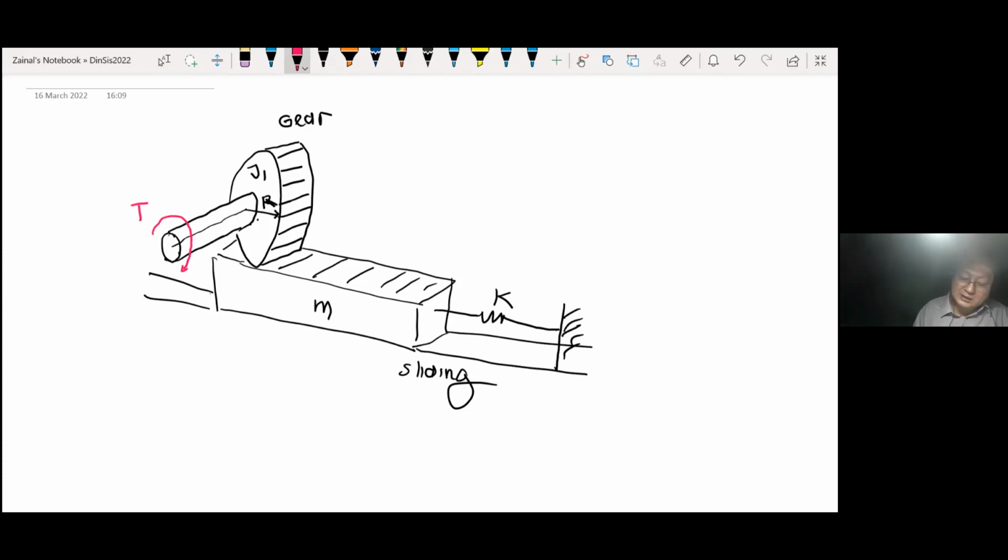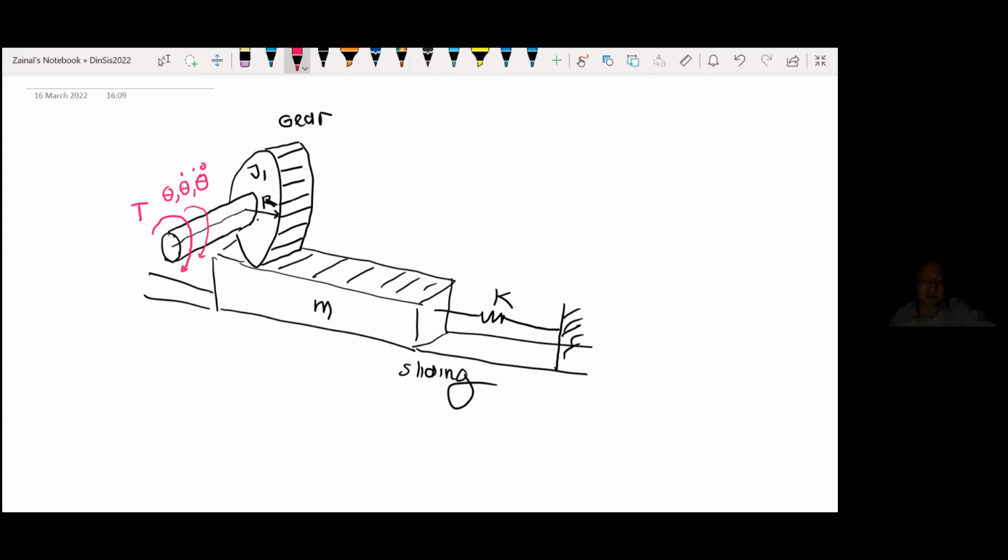Due to the torque, you have angle theta. So this one is theta, theta dot, and theta double dot. You can use energy method if you want to, but in this case, if I also add a damper, then you cannot use energy method.